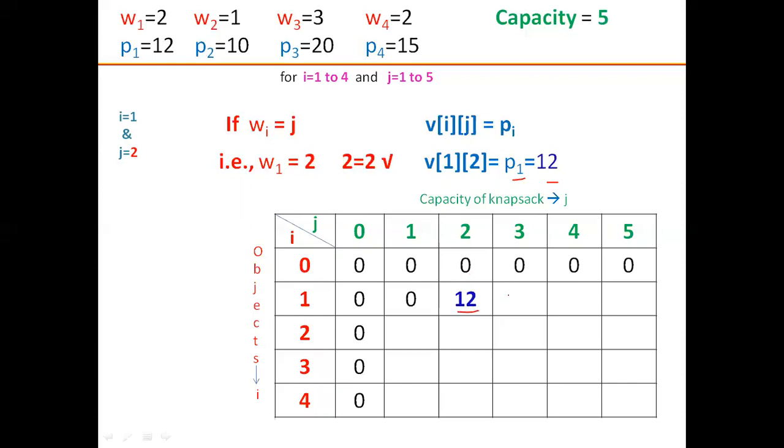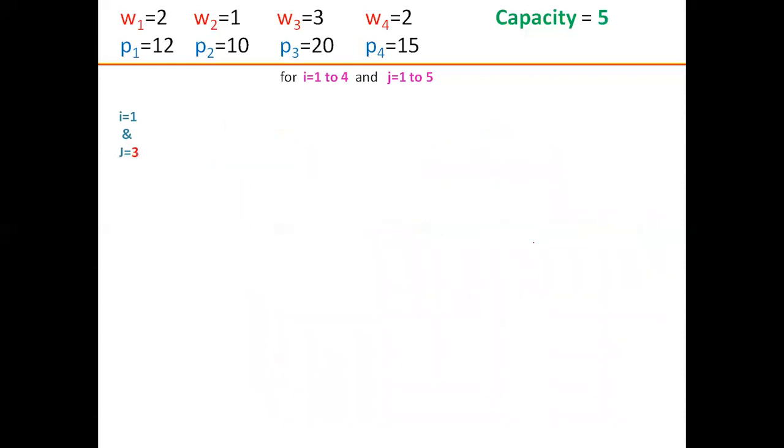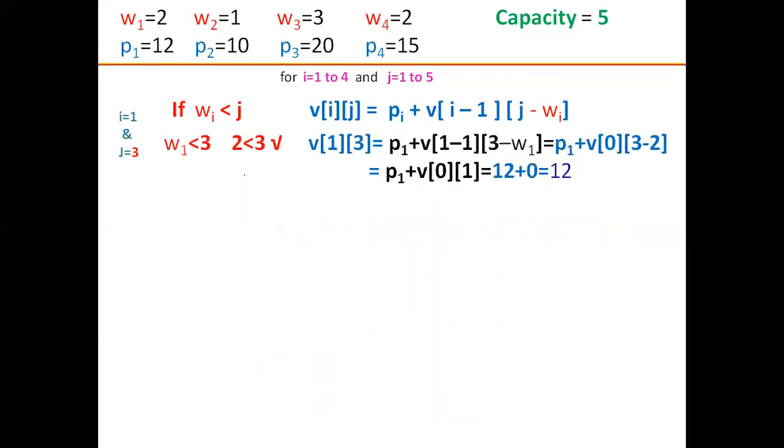So next I need to fill this part. How to fill? We have to take again i equal to 1, capacity 3. W1 is 2, capacity is 3. Yes, here weight is less than capacity. If weight is less than capacity, I can add this into the bag.